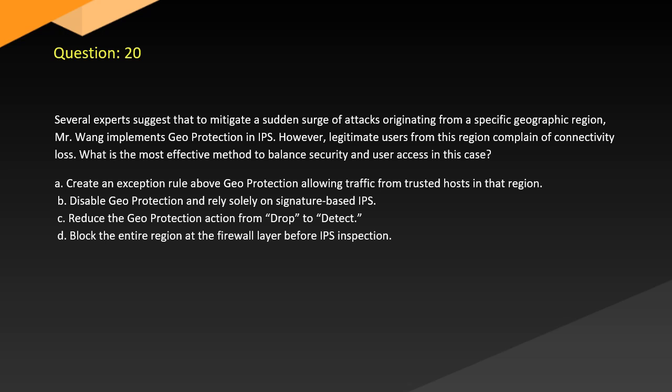A. Create an exception rule above geo-protection, allowing traffic from trusted hosts in that region. B. Disable geo-protection and rely solely on signature-based IPS. C. Reduce the geo-protection action from drop to detect. D. Block the entire region at the firewall layer before IPS inspection.